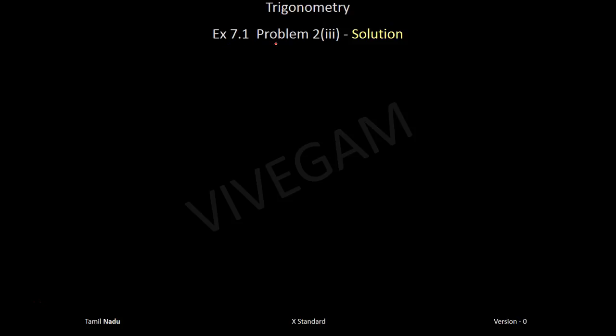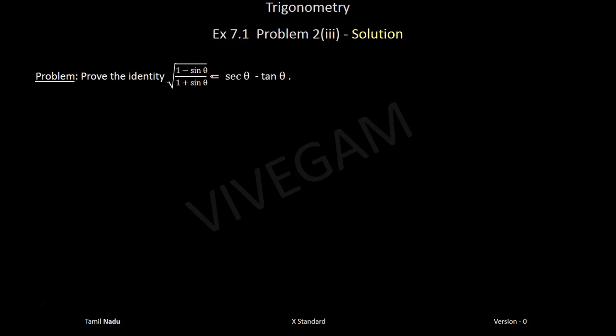Exercise 7.1, problem 2, division 3. Let's read the problem. Prove the identity square root of (1 minus sin theta) by (1 plus sin theta) equal to secant theta plus tan theta. So you can see there is a square root here, there is no square root here. Sin is getting converted to secant and tan theta, right?